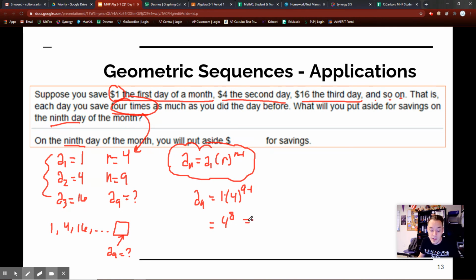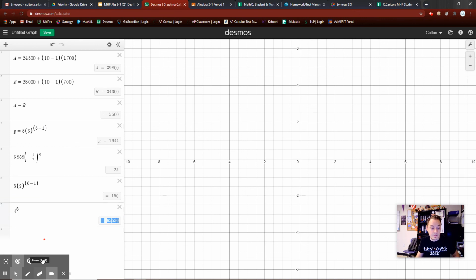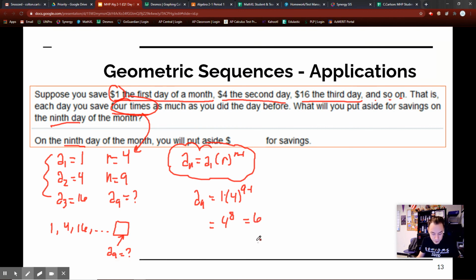So what is literally 4 to the 8th power? Once again, let's go to Desmos. So 4 to the 8th power, what is it? I do 4 and then 2 to the 8th power. What do I got? A huge number. 65,536. If you want to put a comma there, you can.